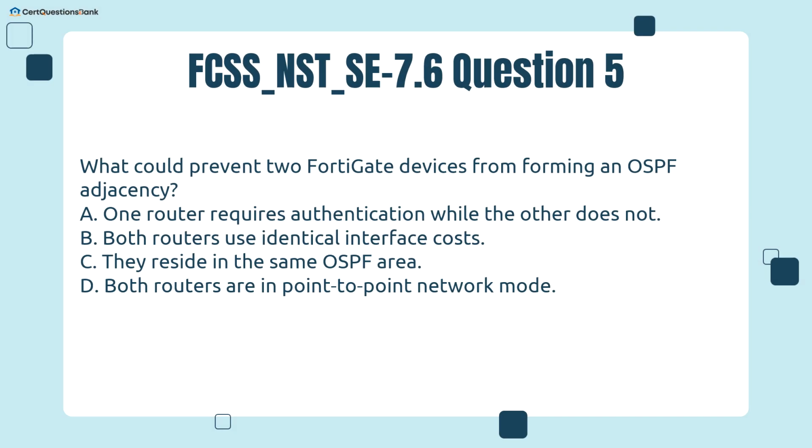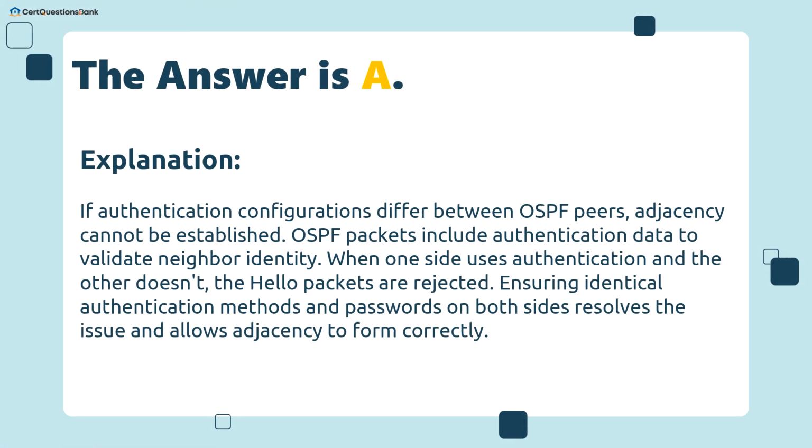What could prevent two FortiGate devices from forming an OSPF adjacency? A. One router requires authentication while the other does not. B. Both routers use identical interface costs. C. They reside in the same OSPF area. D. Both routers are in point-to-point network mode. The answer is A.